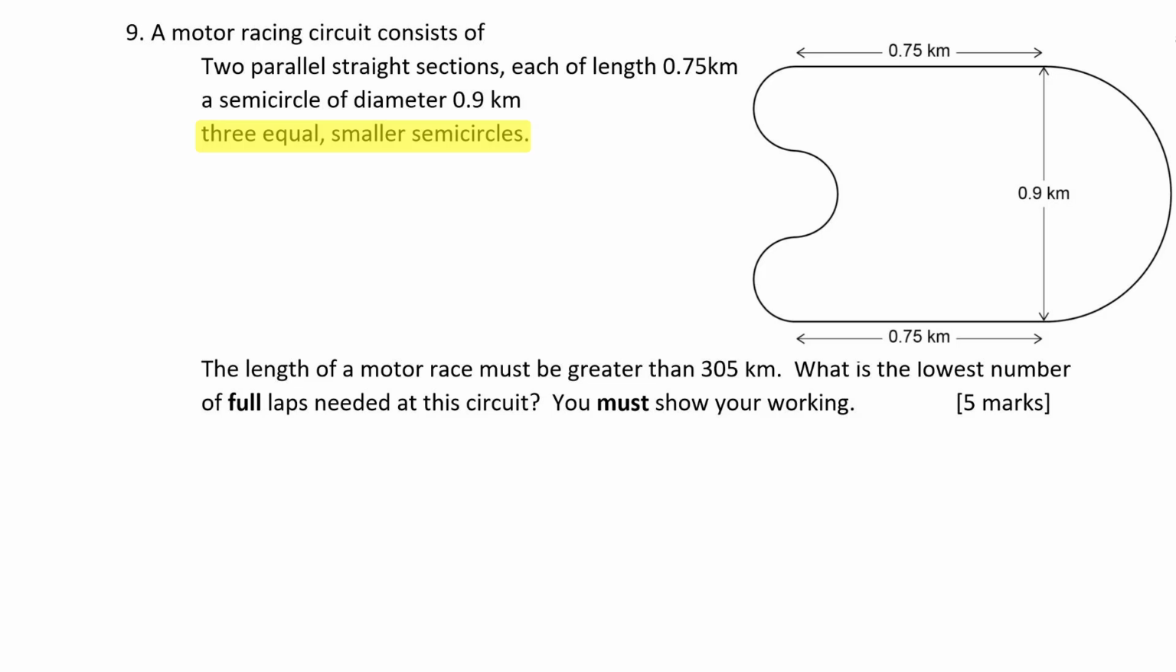So if it's 0.9 kilometers from here to here, then the diameter of each one of these smaller circles is going to be 1/3 of that. So the distance from there to there, and similarly on the other 3, is going to be 1/3 of 0.9. It's going to be 0.3.